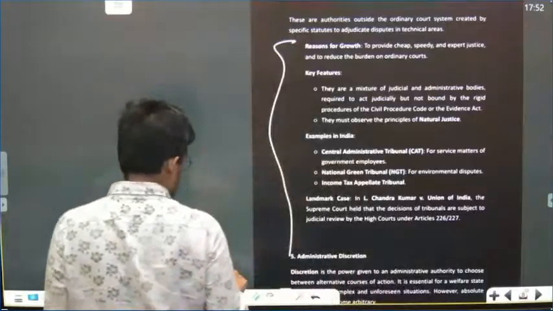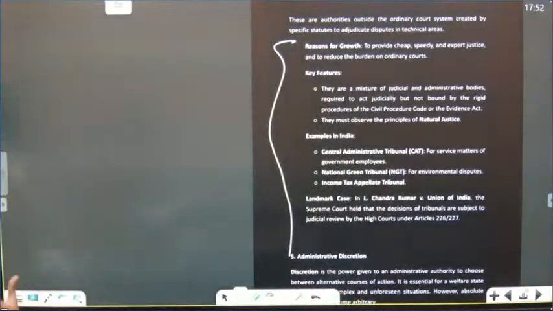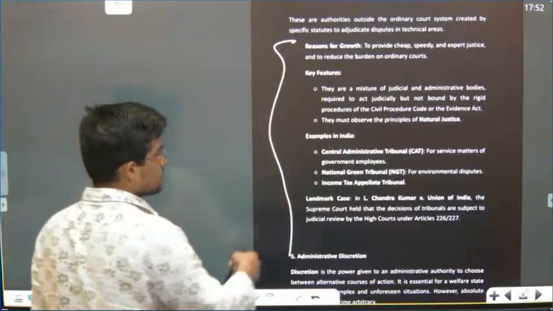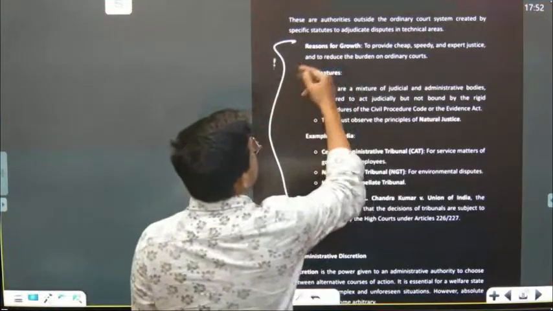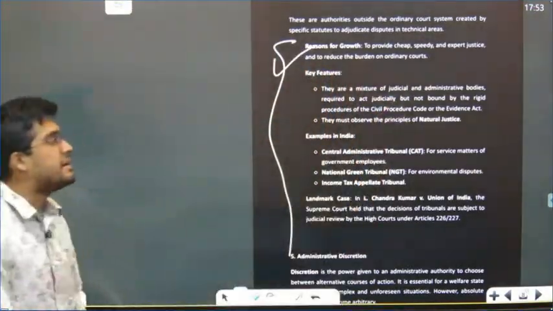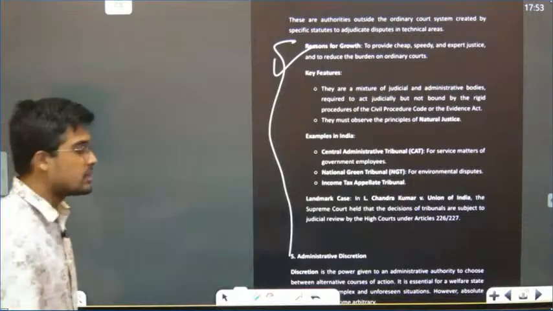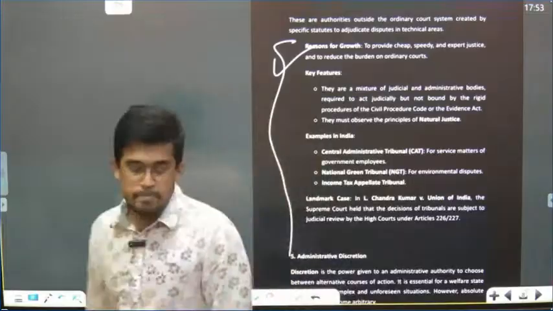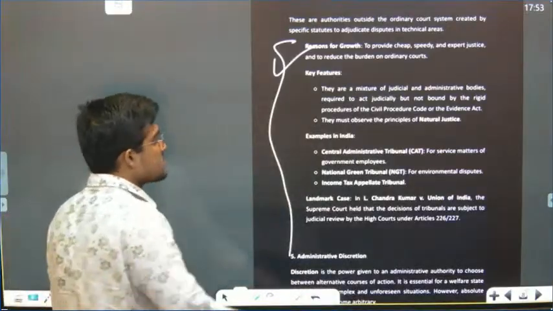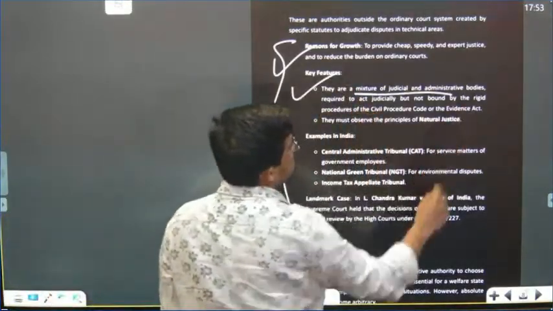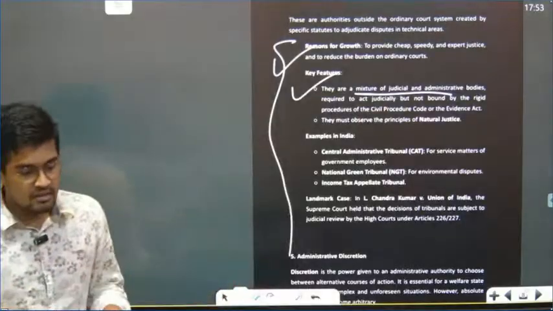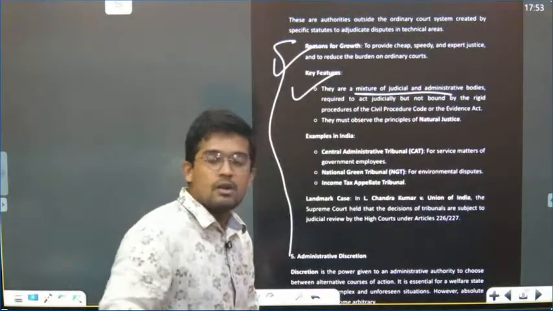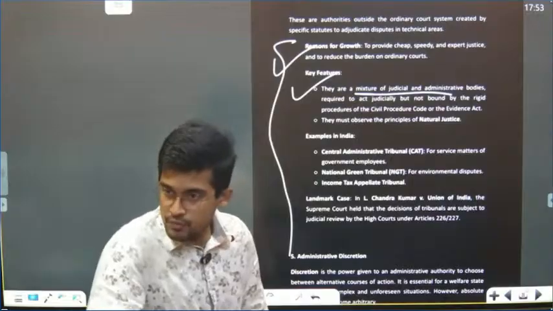administrative tribunals in India. Why did they grow? First, to provide cheap, speedy, and expert justice and to reduce the burden of the ordinary court system. So, what are the key features? They are a mixture of judicial and administrative bodies. In the NGT, you will see a retired High Court judge and a retired Supreme Court judge also sit.